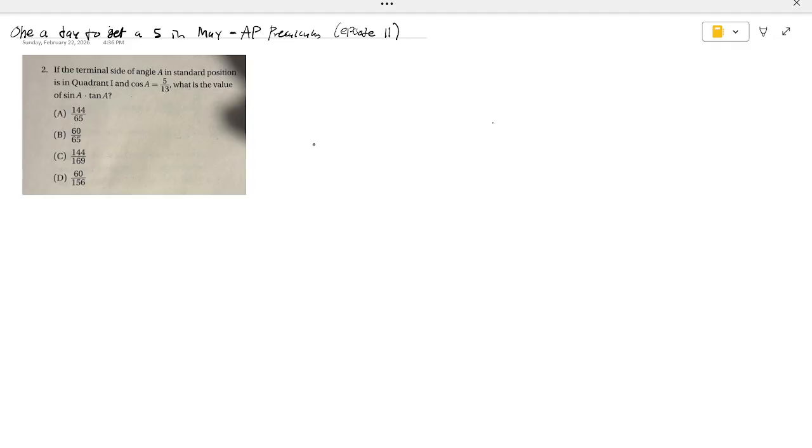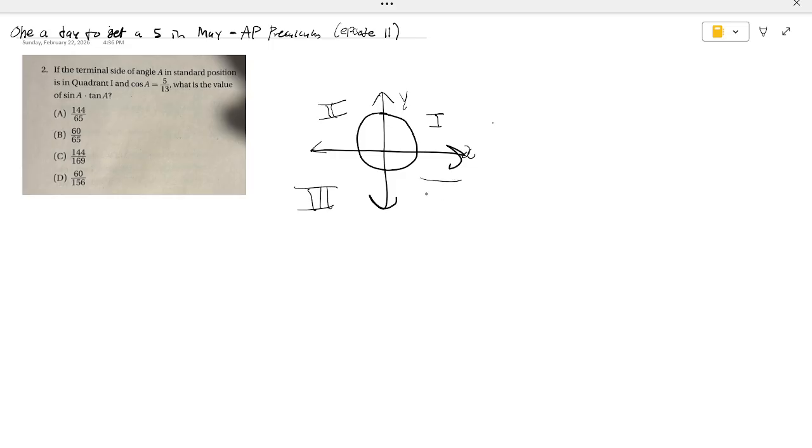Basically, let's just draw a nice little sketch of this, right? So this is our x-axis, this is our y-axis. Let's draw a nice little unit circle. That's really bad, but it doesn't matter. So this is quadrant 1, this is quadrant 2, this is quadrant 3, and that's quadrant 4. As you can notice, the first quadrant is the upper right, and then they just go counterclockwise, right? So we know that the terminal side of angle A is in standard position, and in quadrant 1.